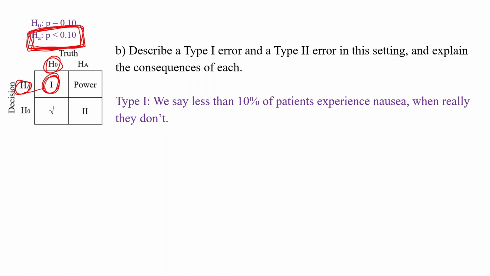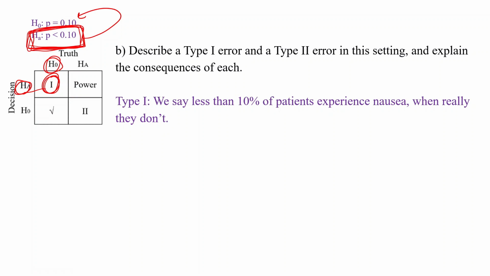So we say the alternative when really it's not. Okay. When really they don't. So we say the alternative incorrectly. Okay. So that would be interpreting a type 1 error in context or in this setting.